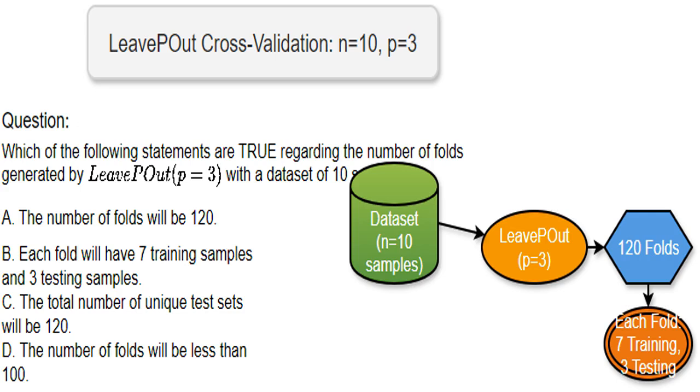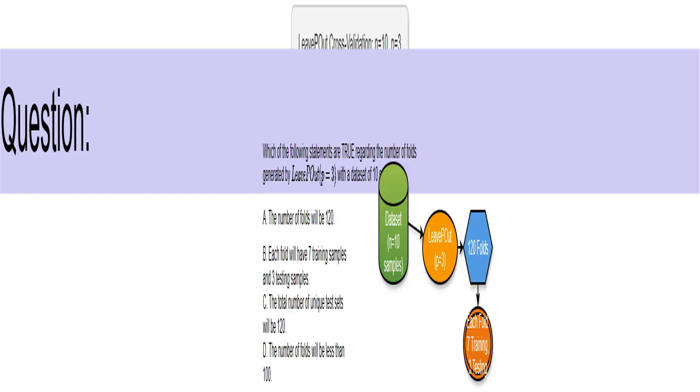I have 10 data samples, and in each round of testing, I'll leave out 3, P equals 3. This is like choosing 3 samples to test from my 10, then training my model on the remaining 7. It's a really thorough way to test. I'll ask you some true, false questions about how many folds LeavePOut will create with these settings.